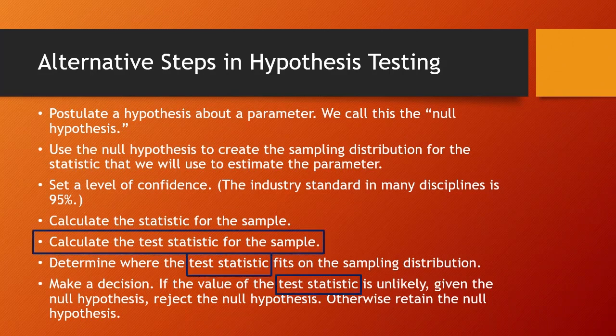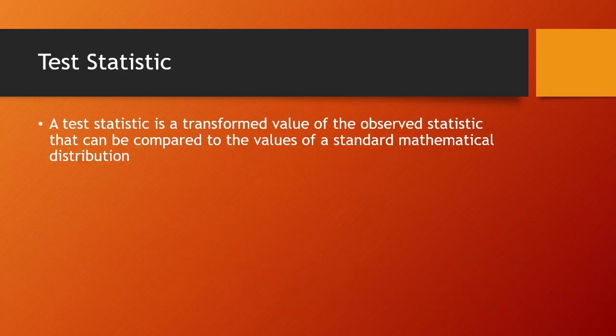Notice that there are several terms and steps here that are different from what we've seen before. What is primarily different is the idea of a test statistic and calculating the test statistic for the sample, finding where the test statistic fits on the sampling distribution, and making a decision based on the value of the test statistic. A test statistic is a transformed value of the observed statistic that can be compared to the values of a standard mathematical distribution.